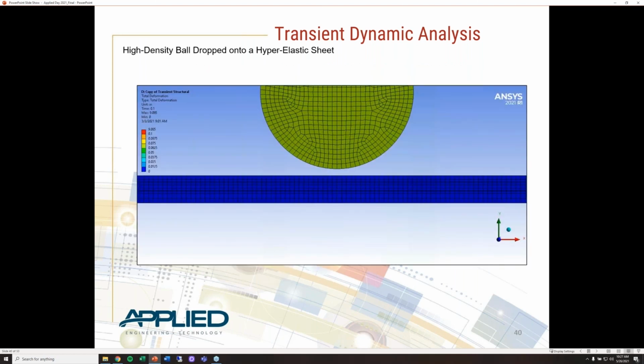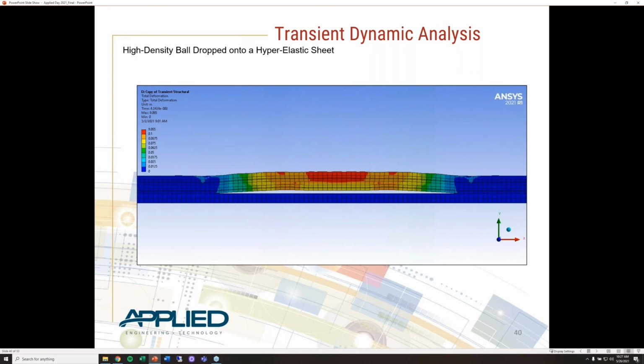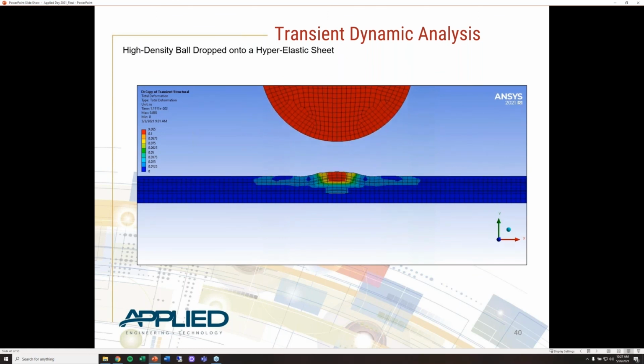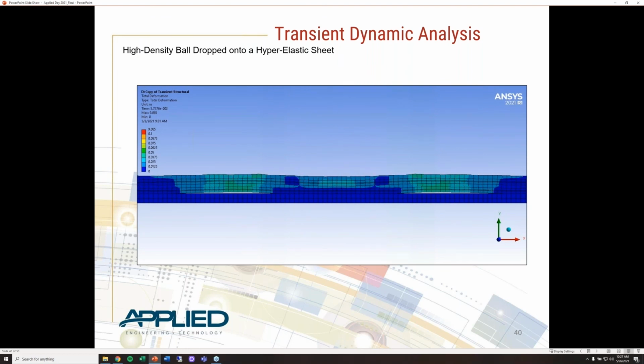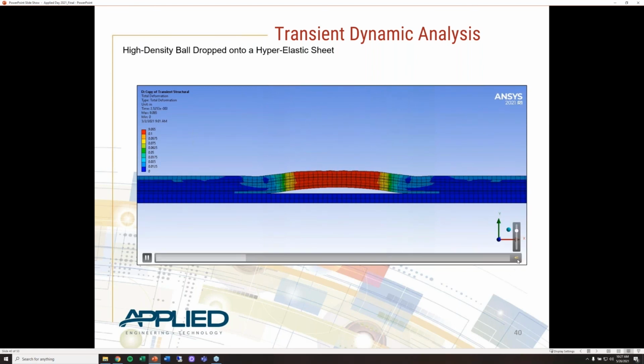Okay. I do have one example of some transient dynamic analysis that our team has run. This is a high density ball dropped onto a hyperelastic sheet. So we drop that ball and we can see the wave propagation, or the response wave, through that hyperelastic sheet. So we'll run it one more time here. So it looks like this was run for about 1/10 of a second. Yep, about 1/10 of a second.